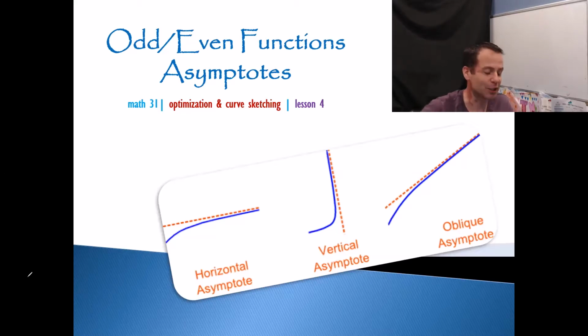Lesson 4 of optimization and curve sketching. This is a bunch of different information, okay? None of it is exceptionally hard. We need to deal with odd and even functions, and that's only going to take a couple of minutes. Then we want to review asymptotes, and talk about a new type of asymptote that we haven't talked about before. We are comfortable with vertical asymptotes and horizontal asymptotes, so we're just going to quickly review those. And then we're going to spend some time talking about slanted or oblique asymptotes.